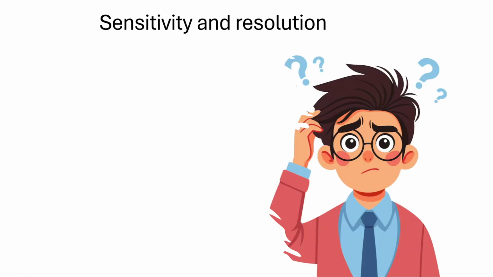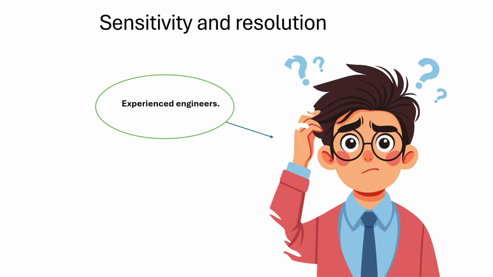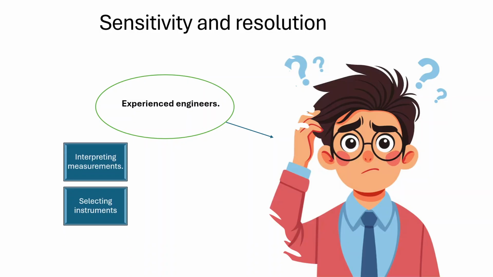We are wrapping up section 2 with two terms that get mixed up constantly, even by experienced engineers: sensitivity and resolution. People use them interchangeably, and that's a mistake that leads to a real problem when you are selecting instruments or interpreting measurements. By the end of this lesson, you will know exactly what each one means and, more importantly, why they are not the same thing. Let's start with sensitivity.